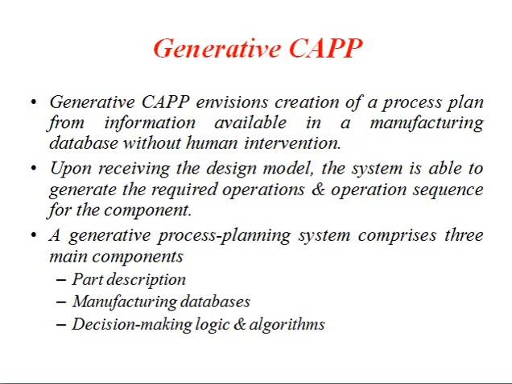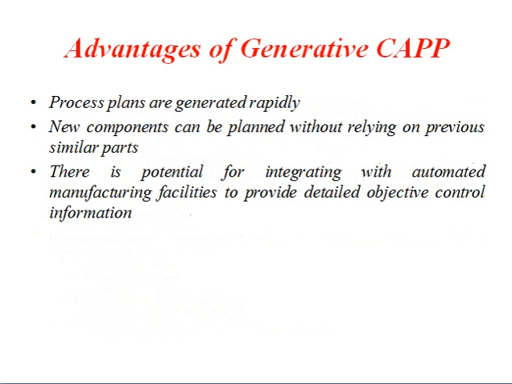Initially we need to describe the part you are going to proceed with, the part for which you will be making a proper plan. After that, you need to consider different manufacturing databases, which are used without human intervention. And finally, after considering the part description and the manufacturing database, you need to make proper decisions with the help of some logics as well as algorithms.